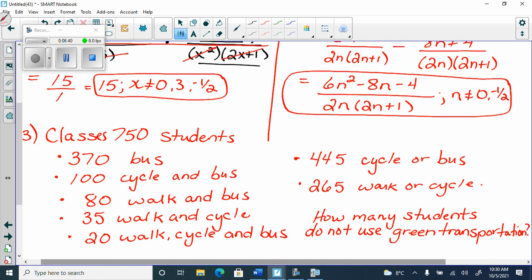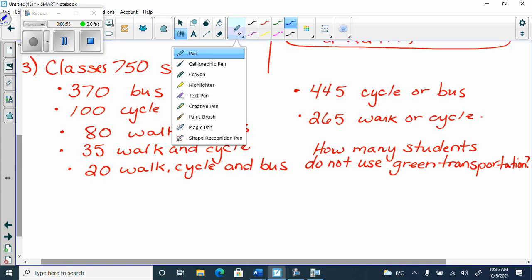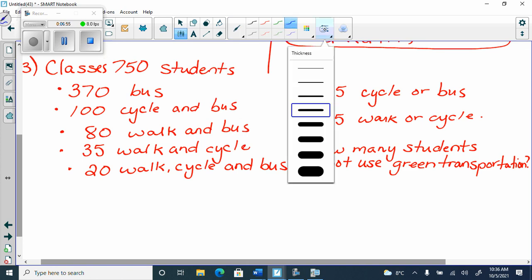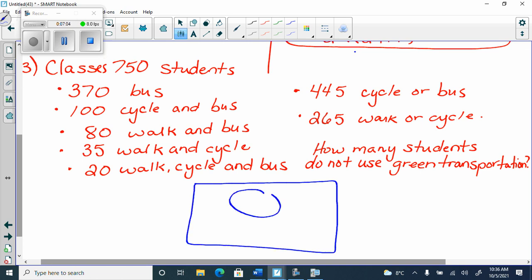So it would be 1 mark for the Venn diagram and 1 mark for the answer. So try that one out. With a 3-circle Venn, which this one is because it's cycle, bus, and walk, we have to make sure that we always start in the middle. The only time we can get away with not starting in the middle is if there are onlys, this and this but not this.